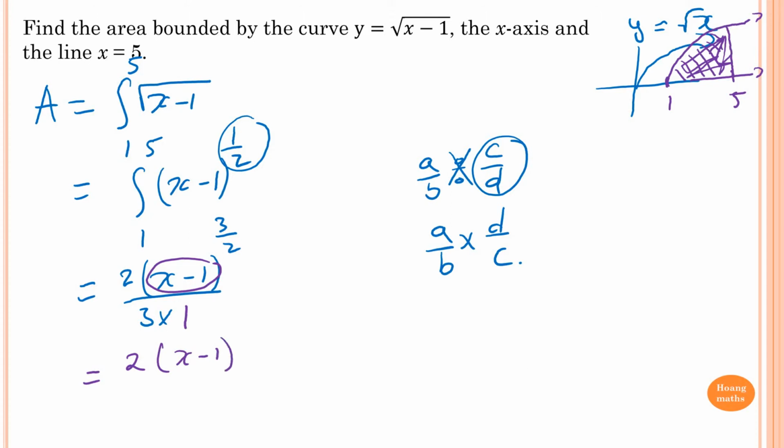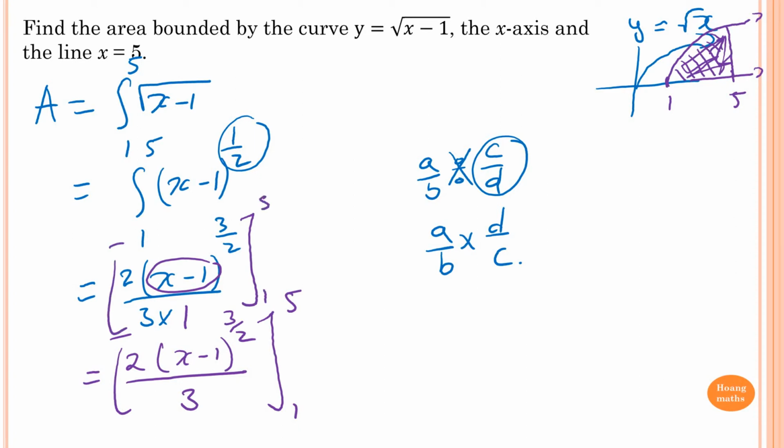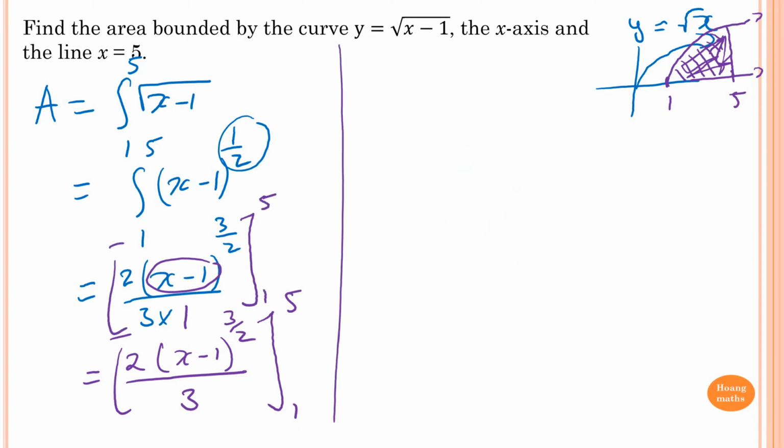2 times x minus 1 to the power of 3 over 2, all over 3. And of course, this is from 1 to 5. So now I just substitute the value in. So which gives me 2 lots of 5 minus 1, which is 4. So 4 to the power 3 over 2 minus, of course, over 3. And now I substitute 1 in. So 1 minus 1 is 0. So the whole lot is 0.